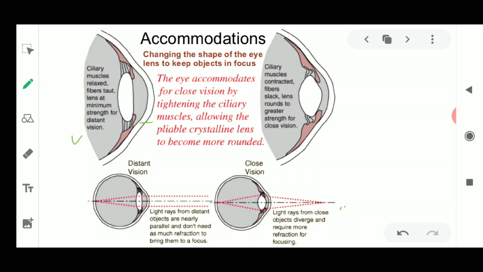It can form the image of the distant object on the retina, as shown in the diagram. As you can see, the image is formed at the retina when you are looking at a distant object normally.